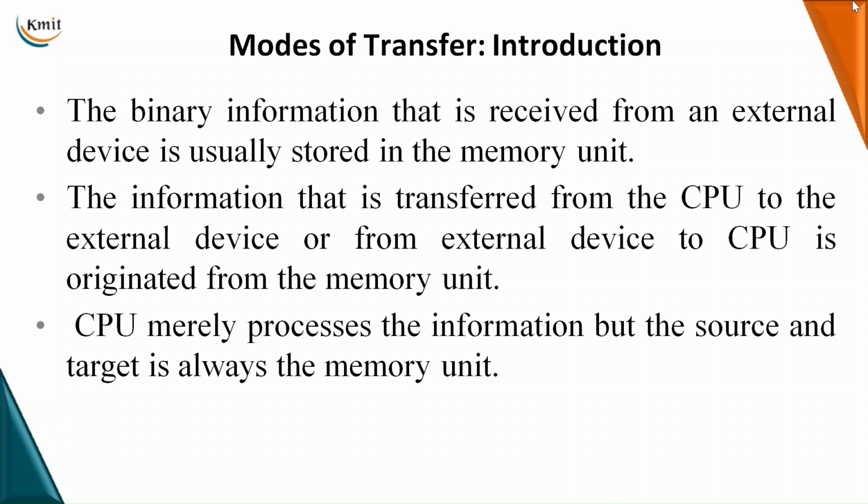The CPU does not merely process the information, but the source and the target is always the memory unit. Only during the dynamic runtime of your program, when you have to take the input from the keyboard, the CPU will process that particular information or directly take the information from the input output device. Other than that, the information is first stored into the memory unit and then given to the CPU for execution.